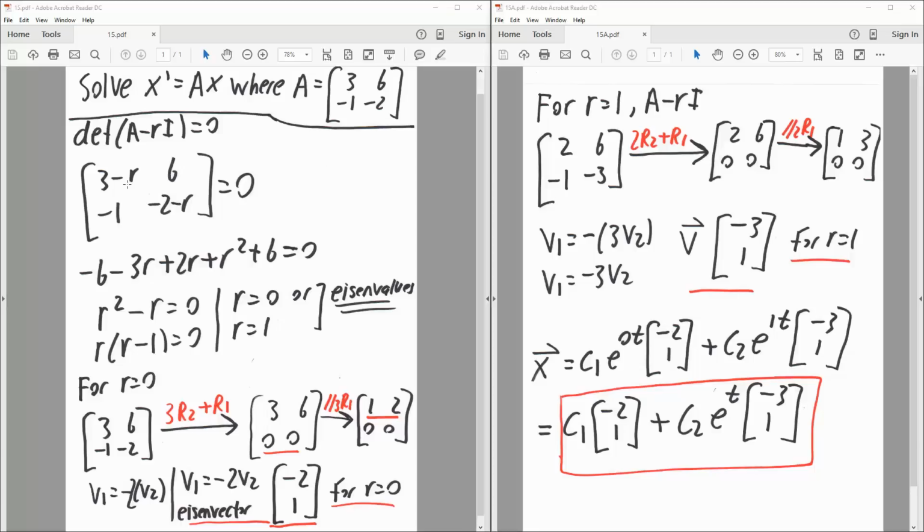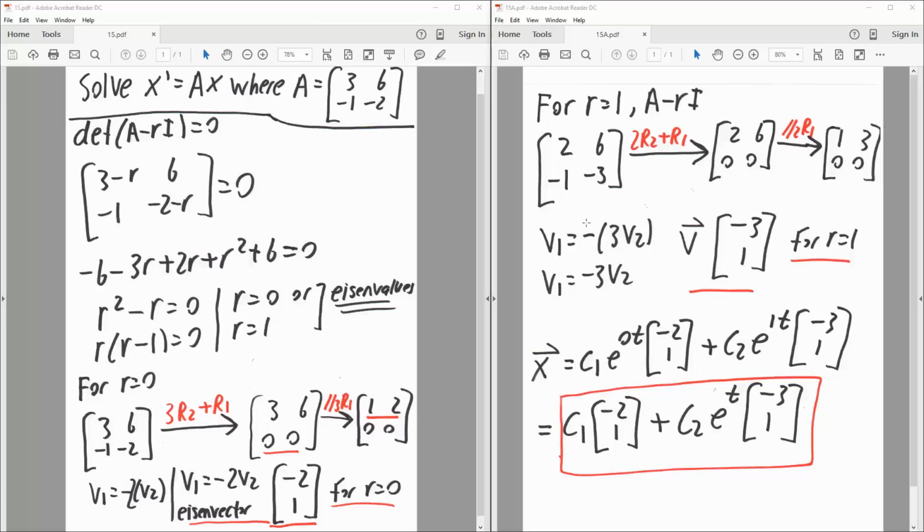And so we plug in 1 here, we plug in 1, and we get 3 minus 1 is 2, negative 1 remains the same, 6 remains the same, negative 2 minus 1 would be negative 3, and next we will do the row reduced echelon form, so we will try to cancel out one of these terms. If we multiply this row by 2, we would get negative 2, negative 6, and then if we add r1, this row, we would get 0, 0. And to make our lives easier, if we multiply this row by 1/2, we would get 1, 3.